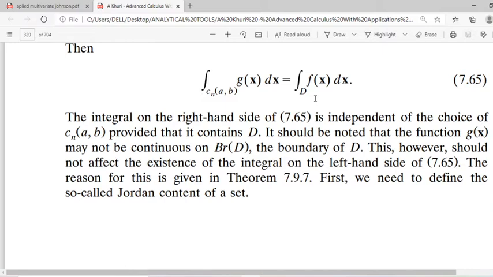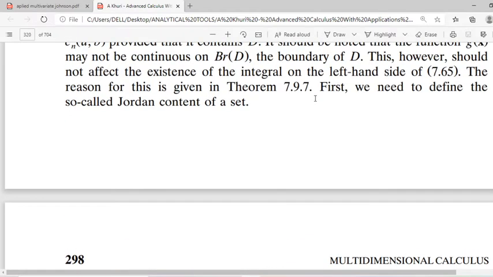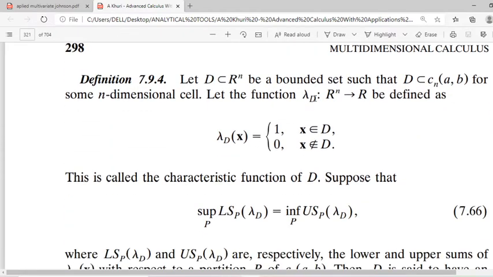So now we define one term, that is Jordan content or characteristic function. Let D, a subset of Rn, be a bounded set such that D is a subset of Cn[a,b] for some n-dimensional cell. Let the function lambda D from Rn to R be defined as an indicator function, or it is known as the characteristic function of D.